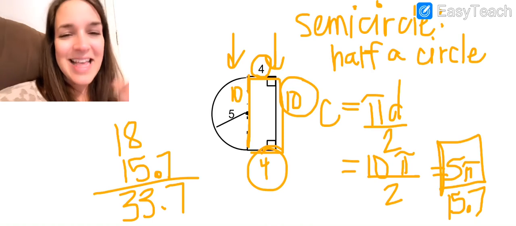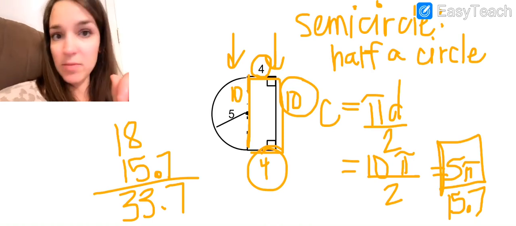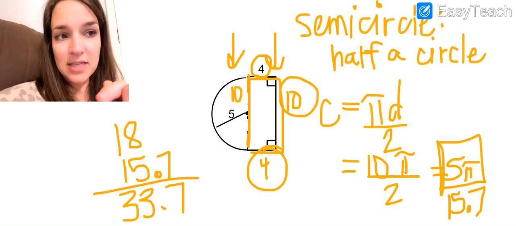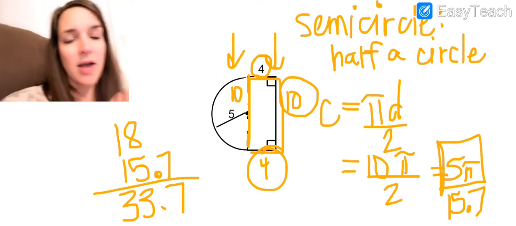Now, do we need to square it? Correct, no, because it is not area, it is just perimeter. So perimeter does not need to be squared. I think a couple of you missed some points on the last test for that one. So just remember, you don't need to square the perimeter. You do need to square the area.